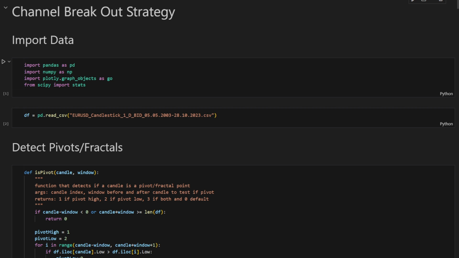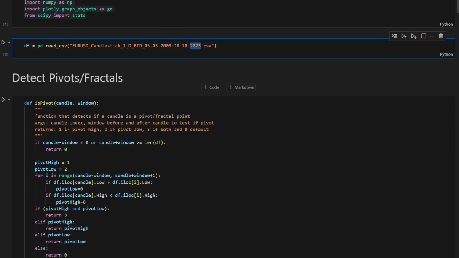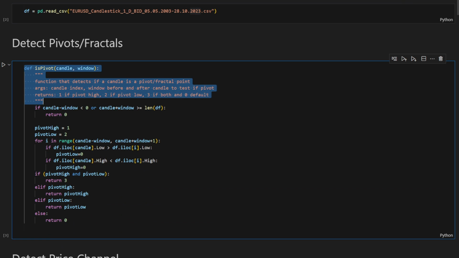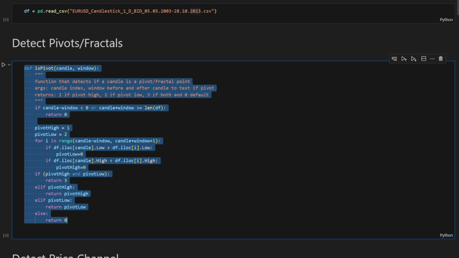This is our Jupyter notebook file. I'm importing whatever we're going to need as libraries. We're reading the CSV data file, so EUR/USD candles, the daily time frame between 2003 and 2023. So this gives us roughly 20 years of data. And then we are using a function that detects the pivot points. So these are the purple points that we have seen in the presentation at the beginning of the video. These are the pivot highs and the pivot lows.